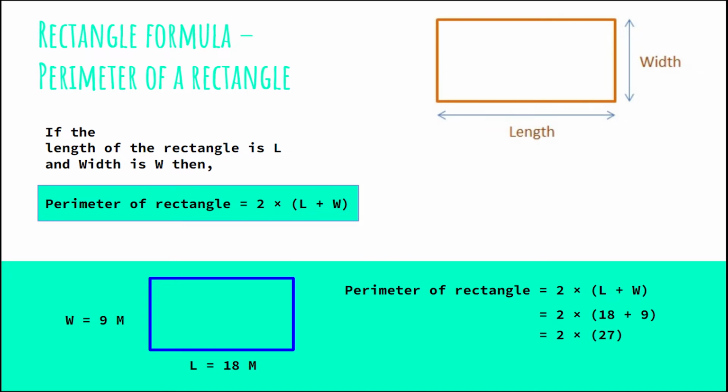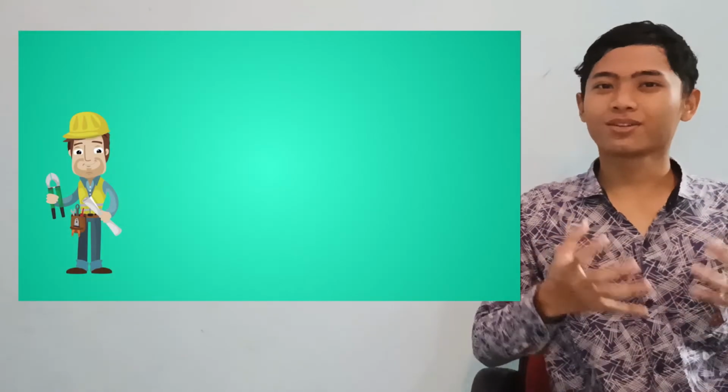So we can find 2 times 27. So the perimeter of the rectangle is 54 meters. You did it to help Goergie to calculate the perimeter of the fence that he wants to make.